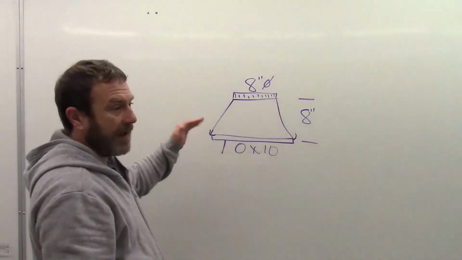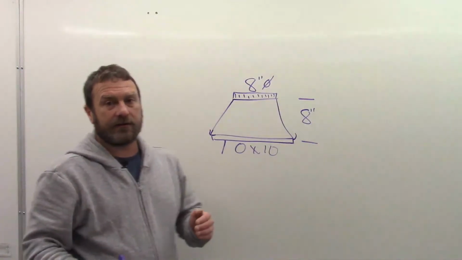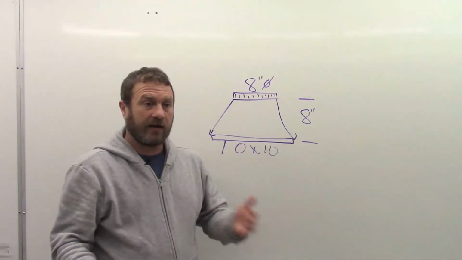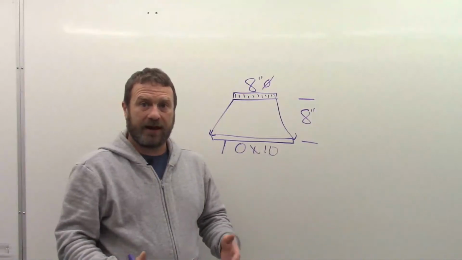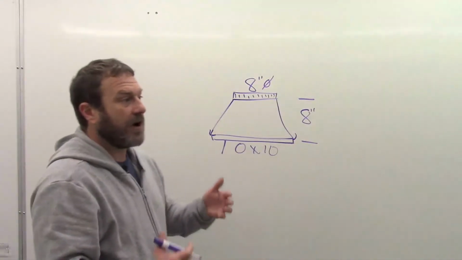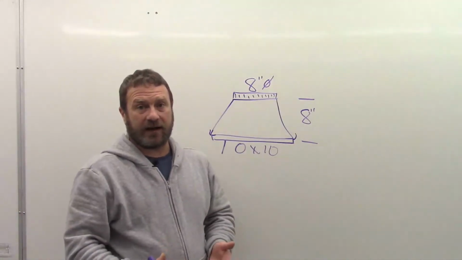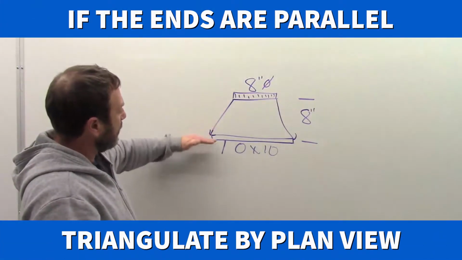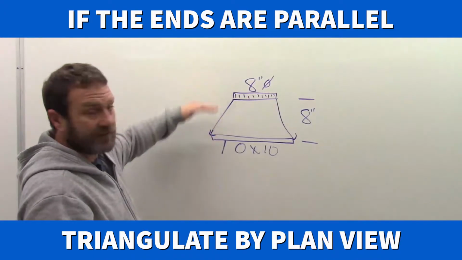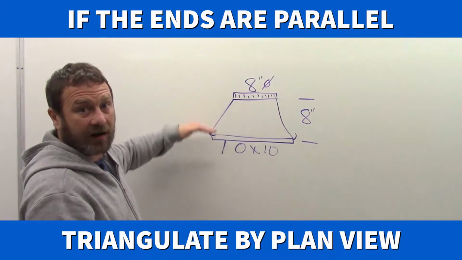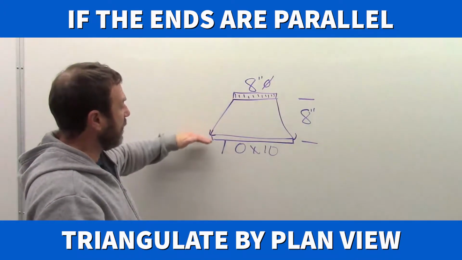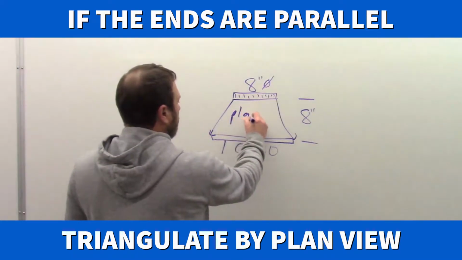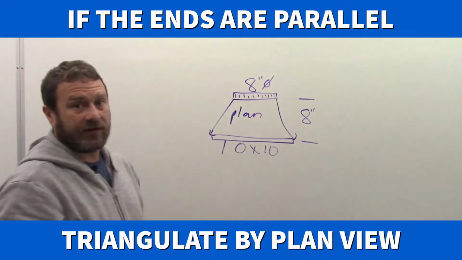And how we choose between triangulating from plan view or triangulating from elevation view: elevation view is much, much more complicated and time consuming, so we always try to use plan view. How we decide that is the base and the top, the two ends. If those are parallel, which in this case they are, we use plan view. We're going to triangulate from plan view in this case.